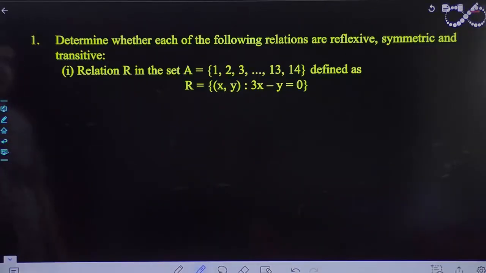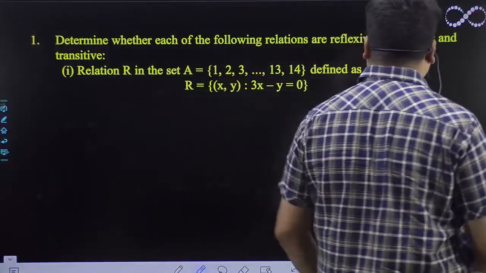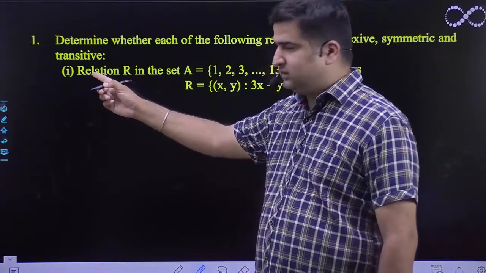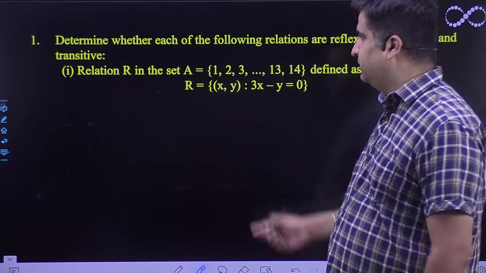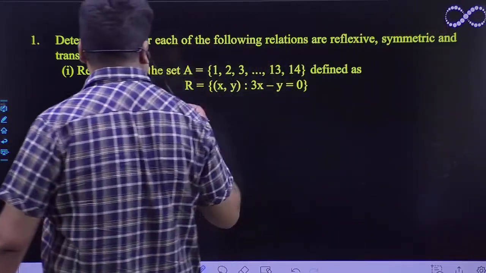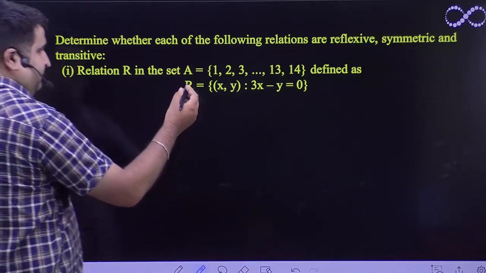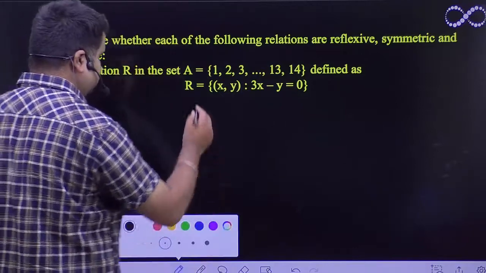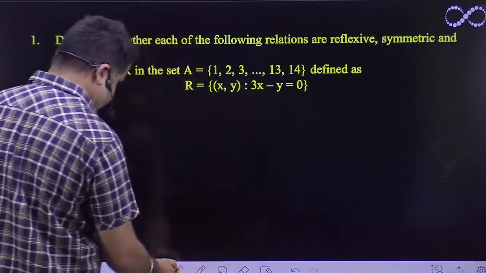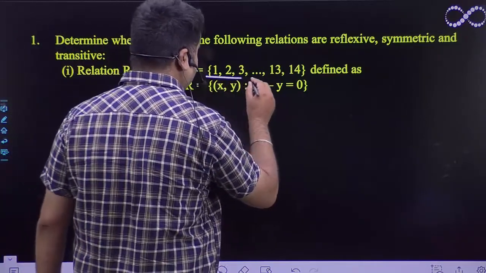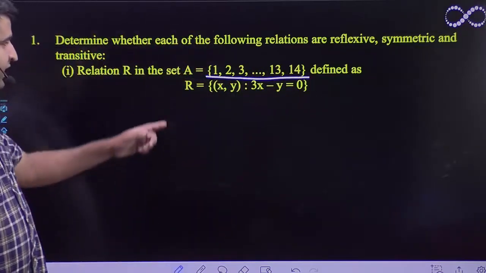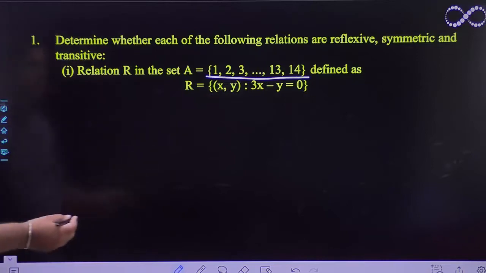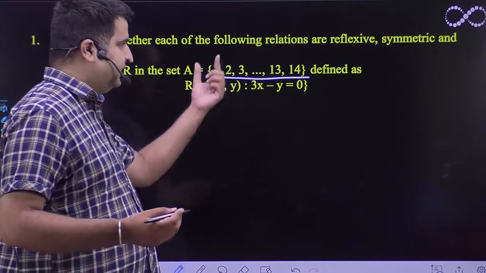So the first question is, determine whether each of the following relations are reflexive, symmetric and transitive. And in this slide, I'm just discussing the first part of this question. So in the first part, the relation is given in set A, these are all the elements, 1, 2, 3 up to 14. And the relation is defined as 3x minus y is equal to 0. So first we have to check which pairs will come in this relation.